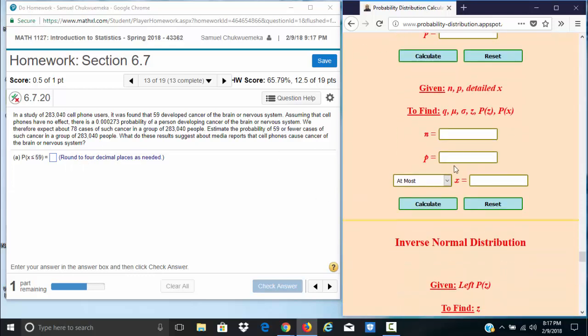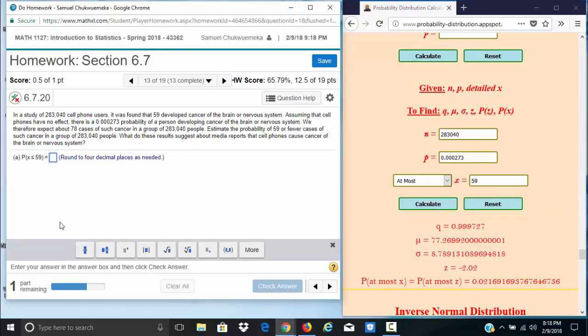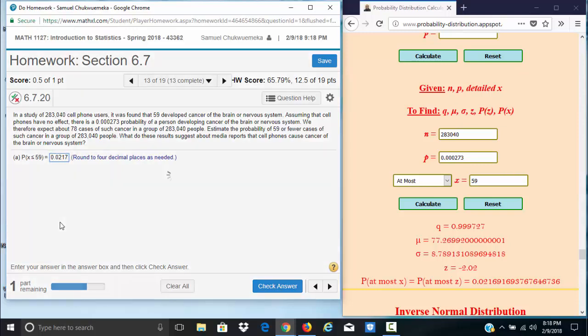So this question here, you have to be careful. They talked about expecting 78 cases, and then they say estimate the probability of 59 or fewer cases. So you just have to be careful here. Our sample size is 283,040. The probability is 0.000273. And less than or equal to is at most. X equal to 59. Calculate. So here, this is 0.0217 to 4 decimal places.